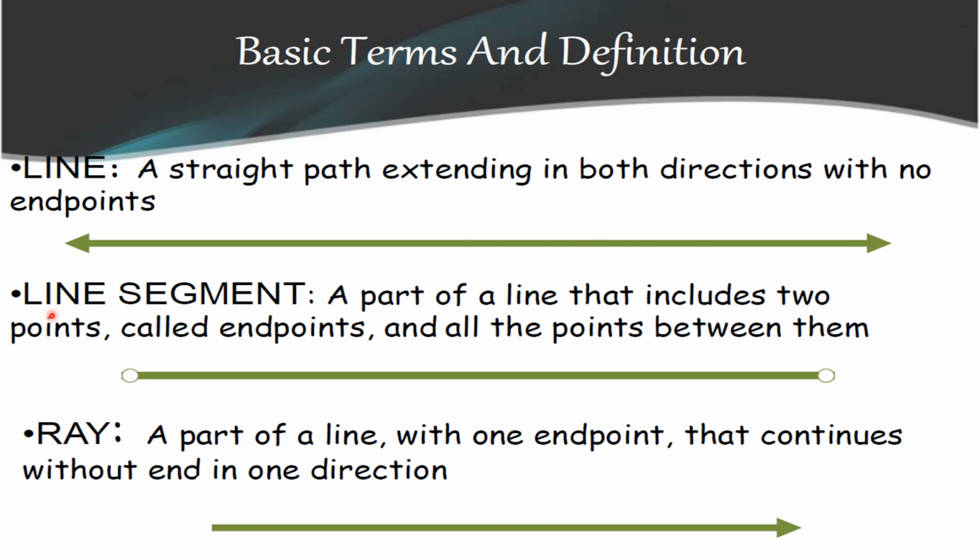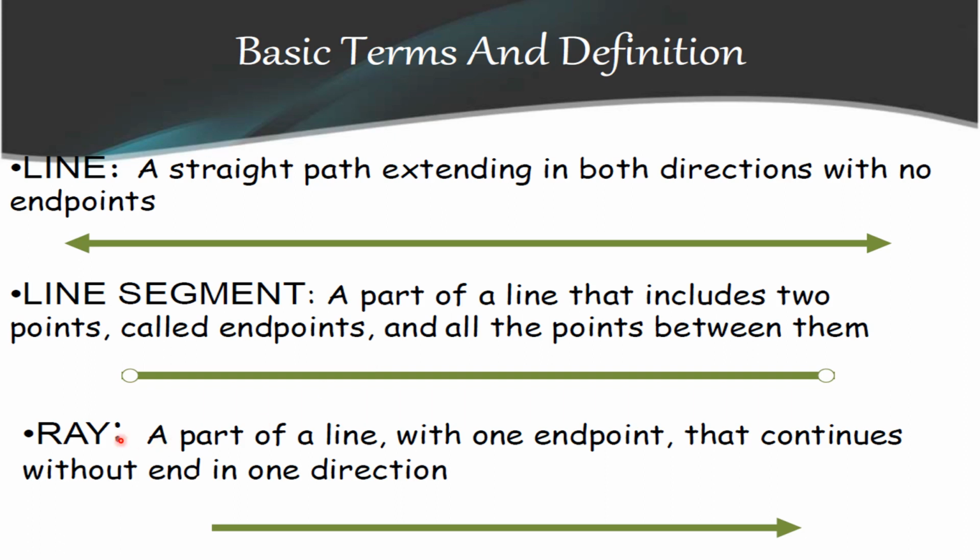Right. Now come to the second point, line segment. What is meant by a line segment? A part of a line that includes two points called endpoints and all the points between them. See this figure, my dear children. This is a part of the line. This is a line. If you cut somewhere on both sides, then we get this part of that line. Here a line segment has two endpoints, this side and this side, and all the points between these two points. Okay, my children, understood this definition of a line segment?